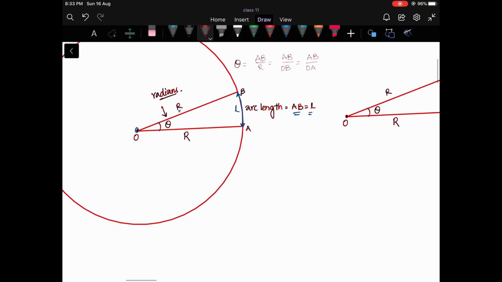Now the relation that is found between this angle theta, your radius R, and the arc length is that this angle theta here must be equal to this arc length divided by the radius of the circle that we have taken.